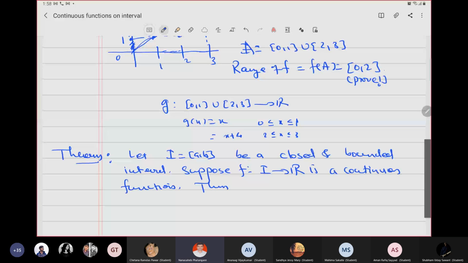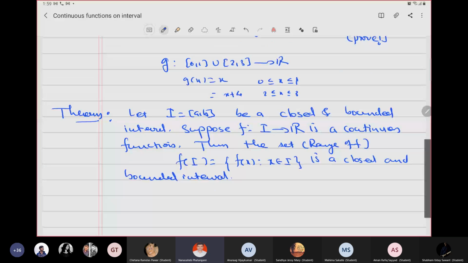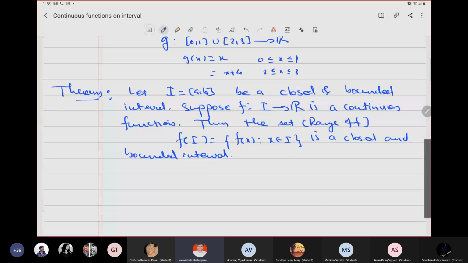Then the set, or range of f, f of I, the collection of images, is a closed and bounded interval. Right? Then the range is a closed and bounded interval. Not only an interval, it is a closed and bounded interval. Under what assumption? The domain is a closed and bounded interval. The function is continuous. Is the statement clear?